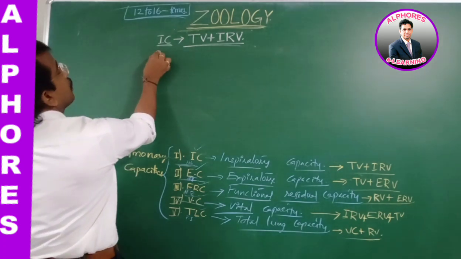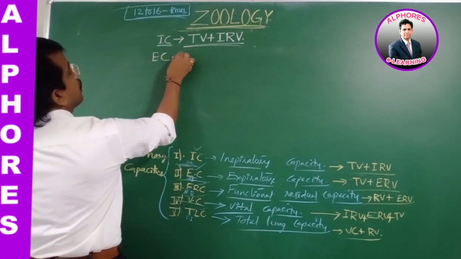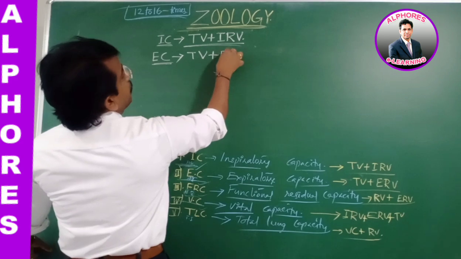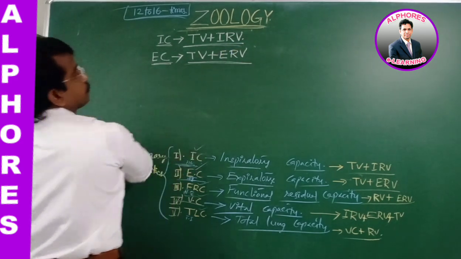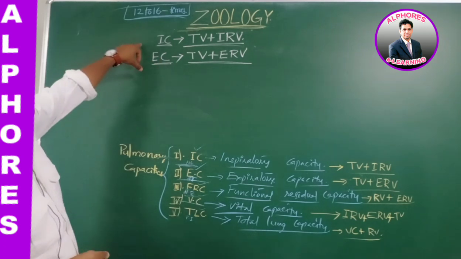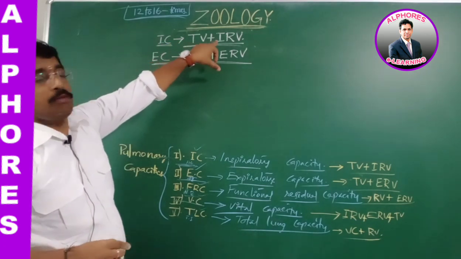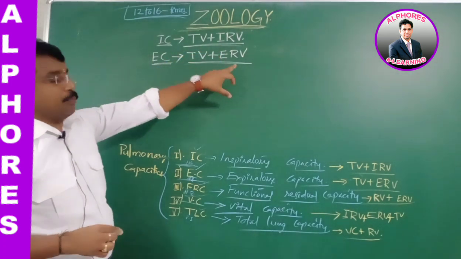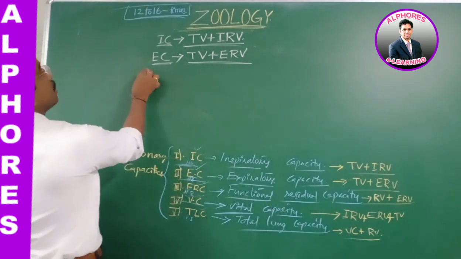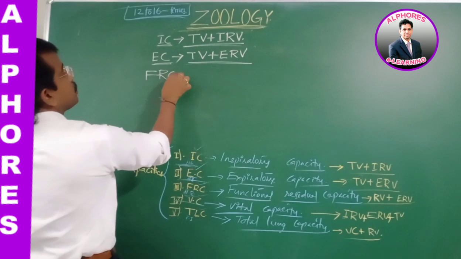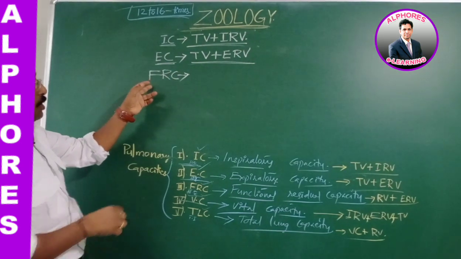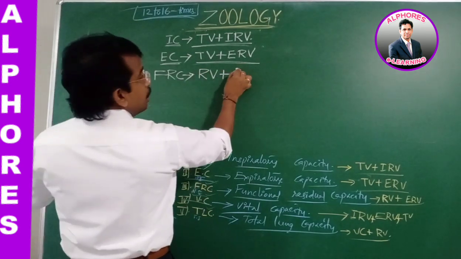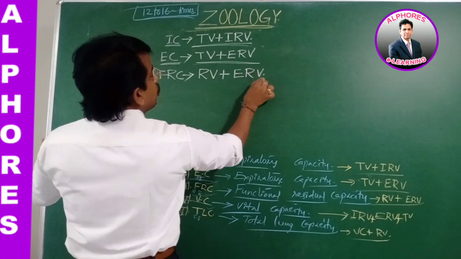Next, the expiratory capacity. Expiratory capacity is the tidal volume plus expiratory reserve volume. To repeat, the inspiratory capacity is equal to tidal volume plus inspiratory reserve volume. Next, expiratory capacity is equal to tidal volume plus expiratory reserve volume. Next, functional residual capacity: the equation for this is residual volume plus expiratory reserve volume.